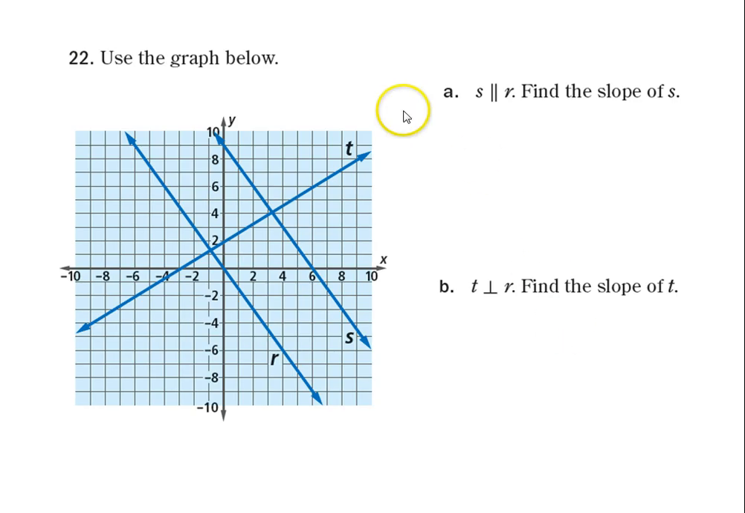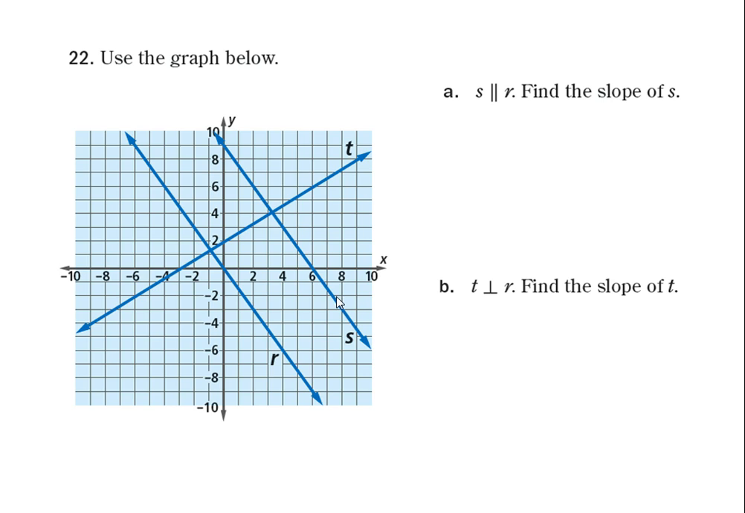And number 22, we're going to use the graph below, and they tell us that S is parallel to R, so we want to find the slope of S. We have no information as to what the slope of R is or what the slope of S is, except that we know they're parallel, so these two lines must have the same slope. Line R and line S will have the same slope. If we knew what the slope of R was, we could just attribute that to S. We don't know the slope of R, so we just have to find the slope.